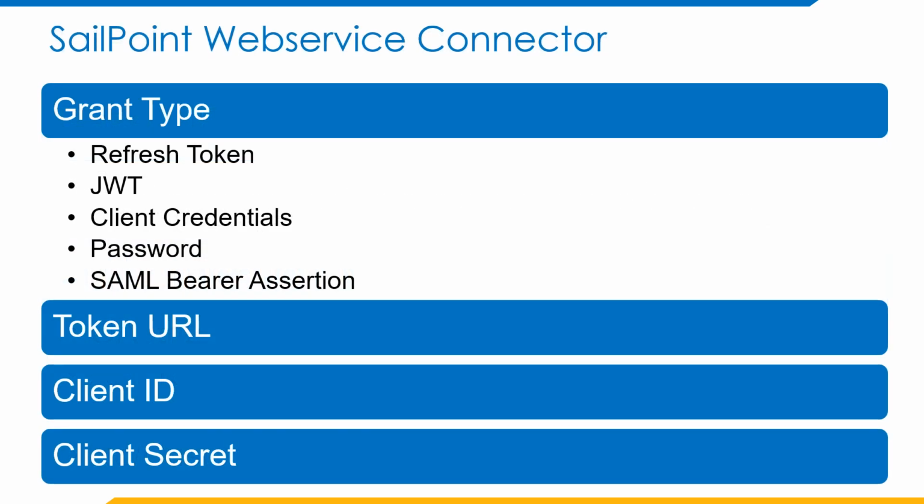The grant type can be refresh token, JWT, client, or password. As of now for DocuSign we will be using JWT, and the token URL will be the token endpoint which is used. The client ID and the client secret key will be provided by the DocuSign application and will be unique for each environment.